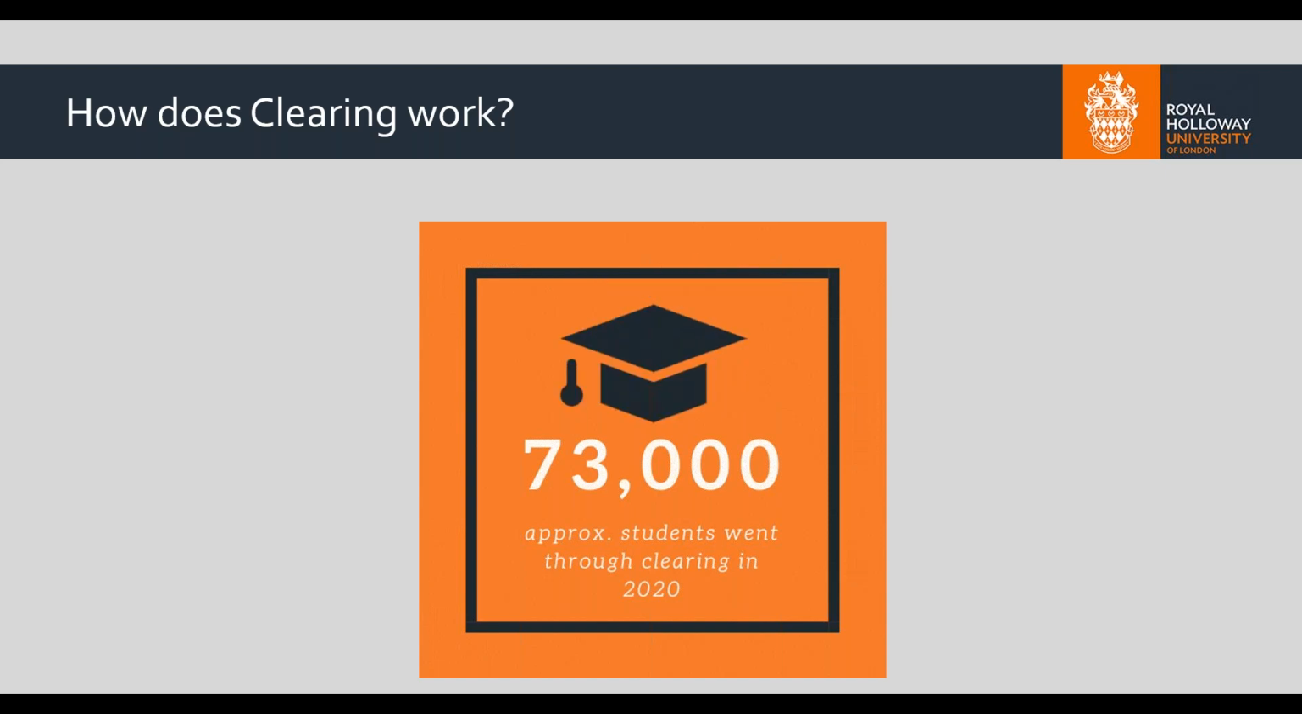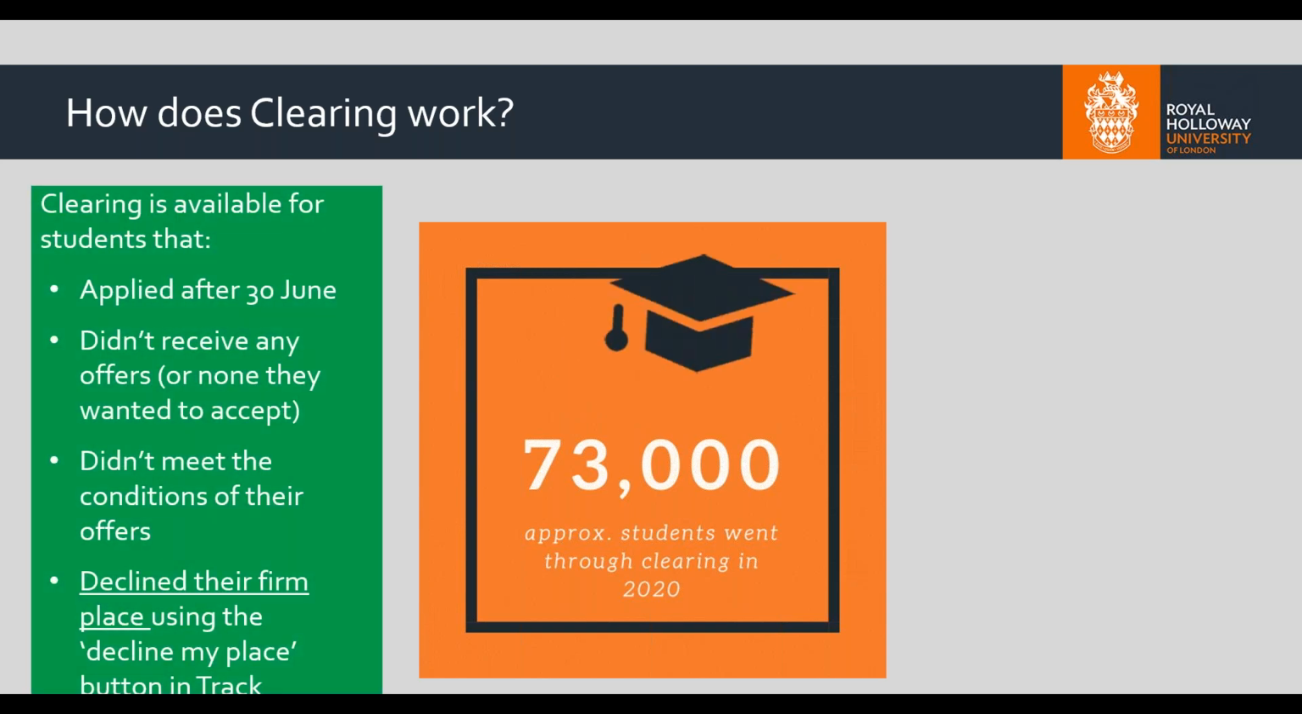And it isn't necessarily a last chance. It's a good way of seeing what's out there. Just because you haven't got your grades or you didn't apply to university in time doesn't mean you can't go to university, or that there's no place for you. So clearing, as we've alluded to already, is for students that applied after the 30th of June. So if you apply on the 2nd of July, you will go automatically into clearing.